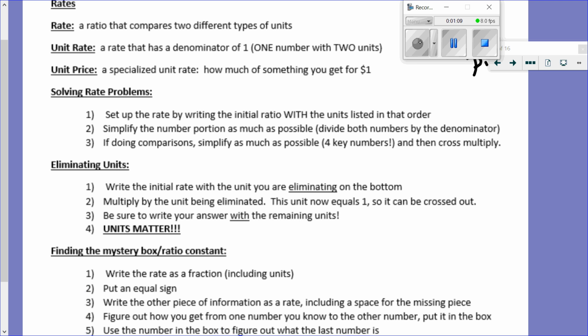A unit price is a specialized unit rate where we're talking specifically about how much something costs. So normally in a unit rate, we're going to have dollars per something. So it's going to tell us how much we're paying for one of something. That's going to allow us to compare.